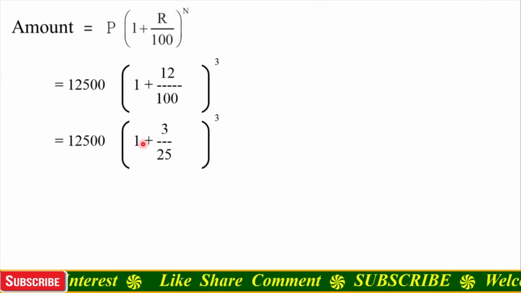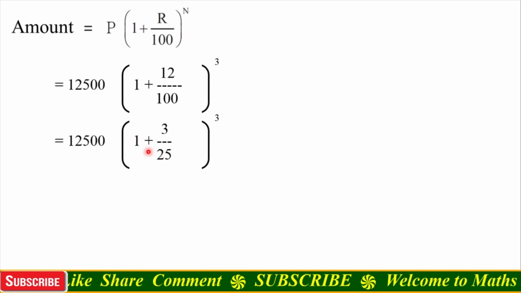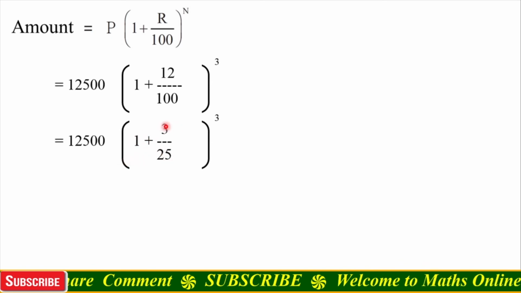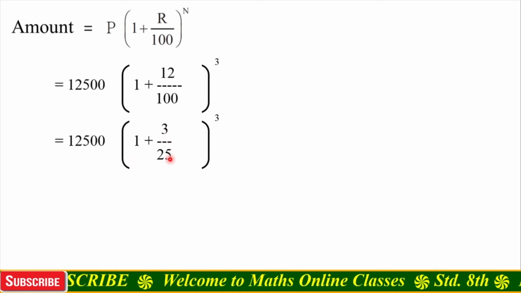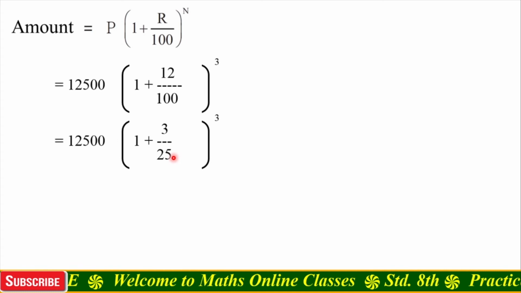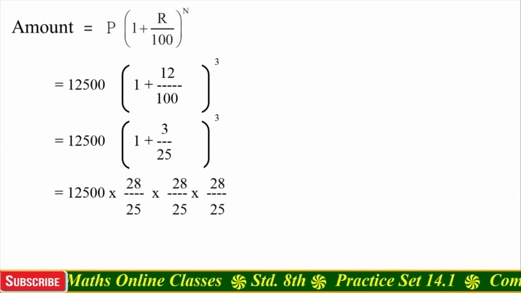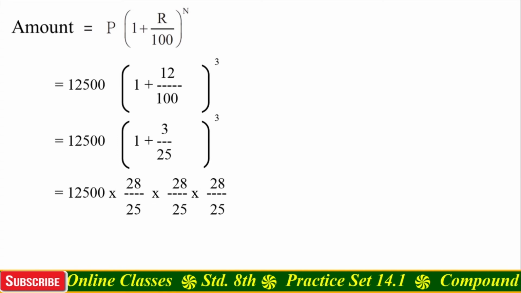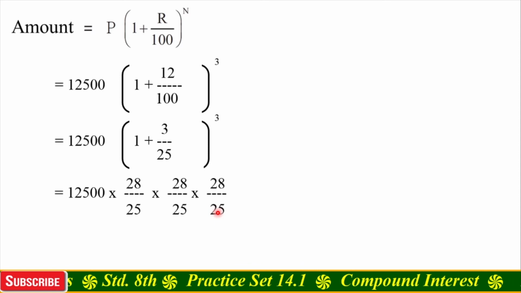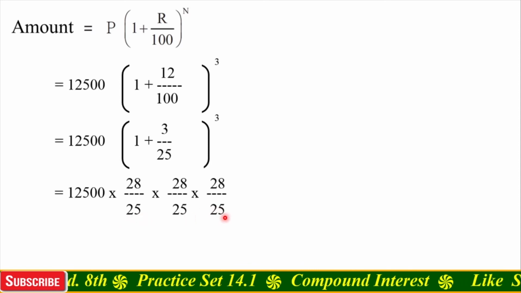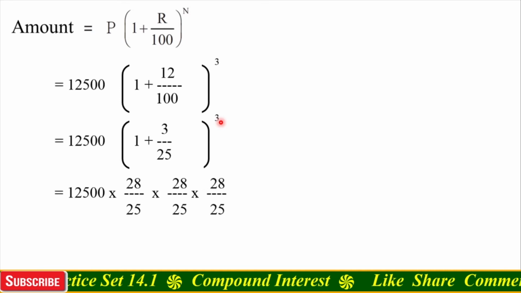Let us take these steps again up. We have to do cross multiplication in this bracket. Multiply 1 with 25, 1 with 3. Hence, we get a new fraction 28 upon 25. Let us write it in the next step is equal to 12,500 multiplied by 28 upon 25 into 28 upon 25 into 28 upon 25. We have taken this fraction 3 times as at the place of index 3 is there.